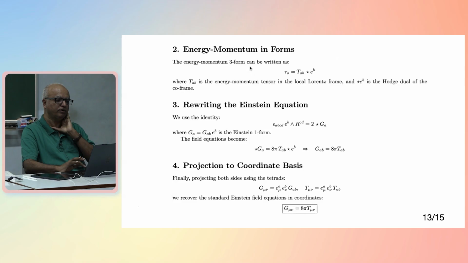The energy momentum 3-form tau A can be written as T_AB times the Hodge dual of this one-form e^B, where T_AB is the energy momentum tensor in the local Lorentz frame and star e^B is the Hodge dual of the co-frame. Okay, so where were we?